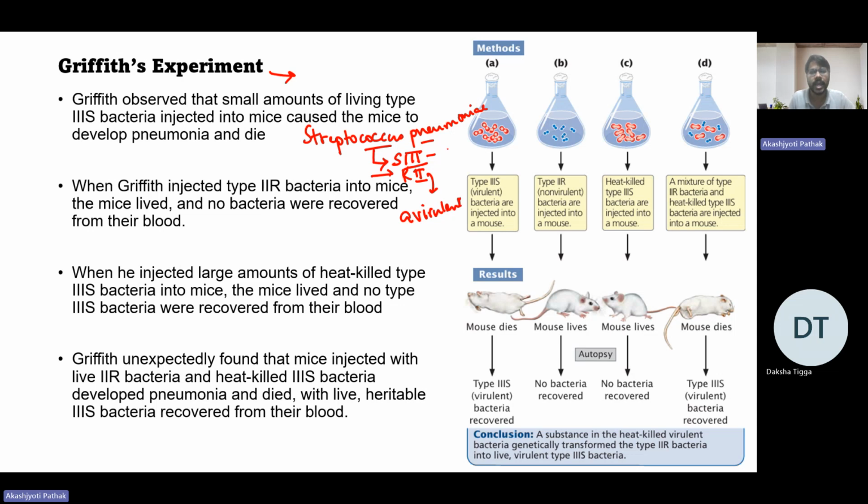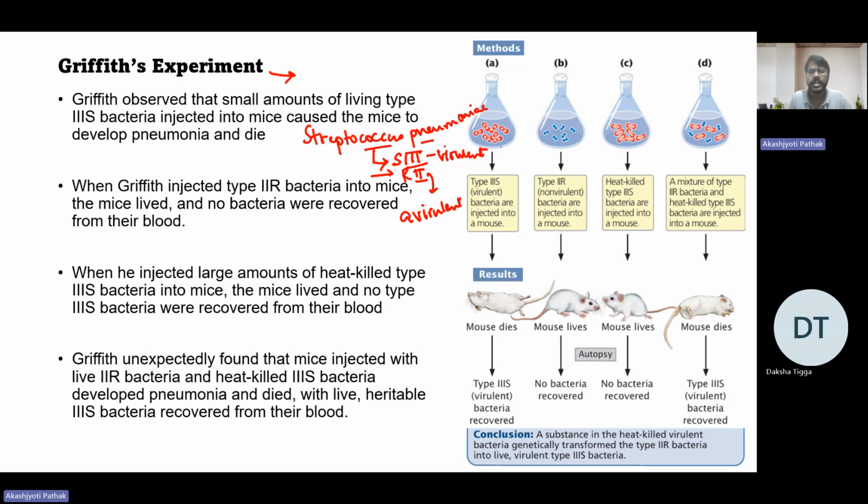So the S3 strain has the ability to cause pneumonia infection, so it is pathogenic. Okay, so what he did, he cultured the S3 strain. You can see this red colored bacteria shown in this cartoon representation. The red colored bacteria are the S3 type, and the blue colored are the R2 type. R2 type is non-virulent and the S3 type is virulent.